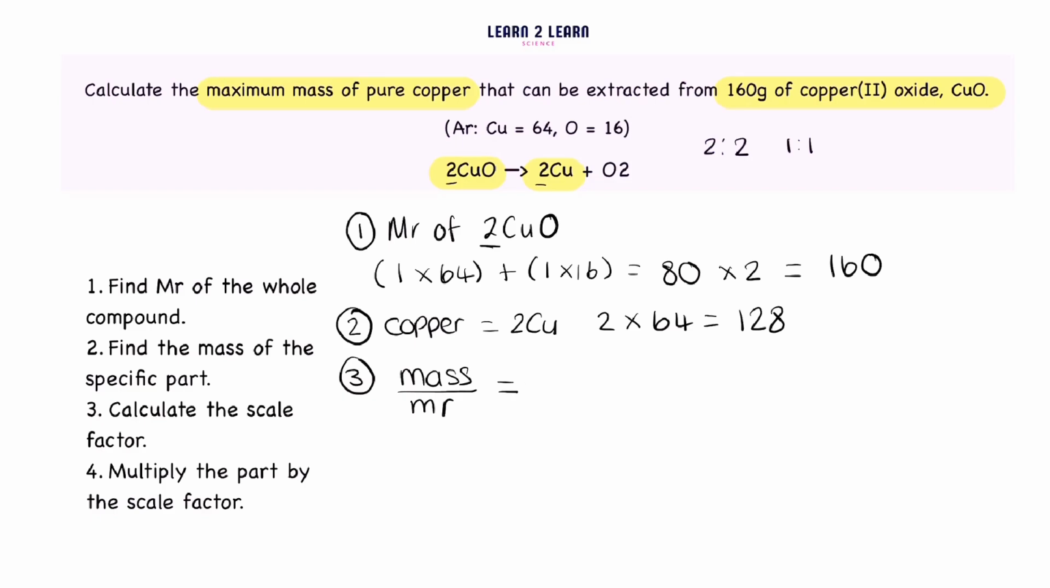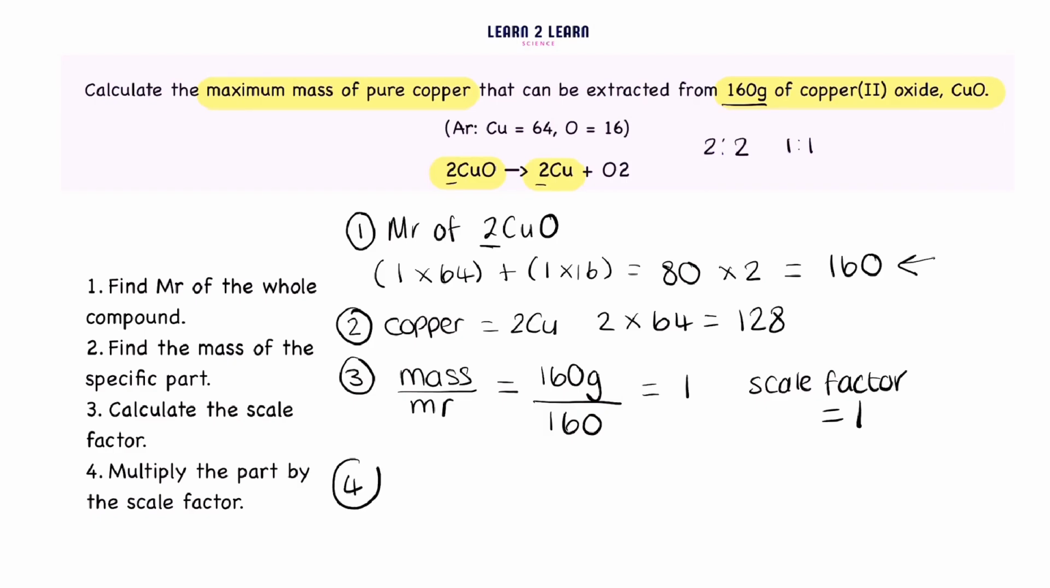Part 3, again, you have to think what are our 2 knowns. I must use something from the question here. I have 160 grams of copper oxide as my mass. I've previously worked out my MR of copper oxide, so I have 160 divided by 160. Mass divided by our MR is going to give us our moles. Also, in this question, I do refer to it as scale factor, meaning our scale factor is 1.